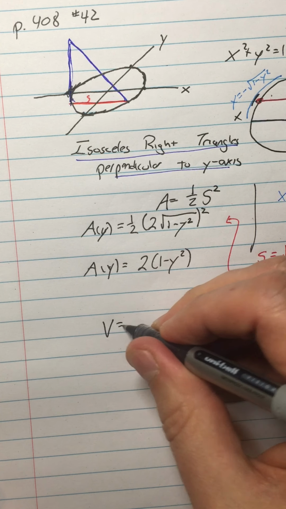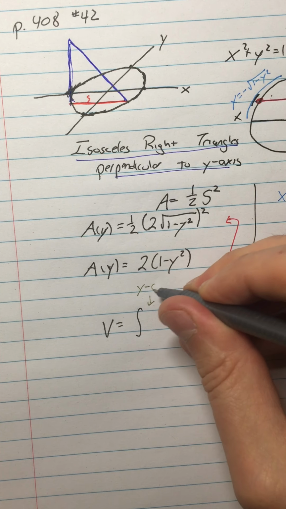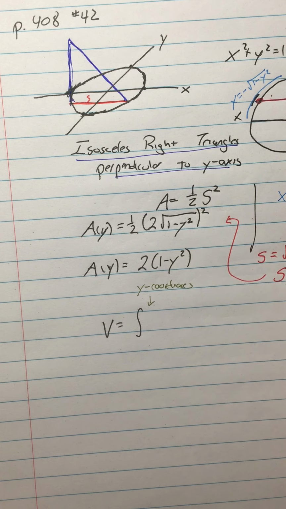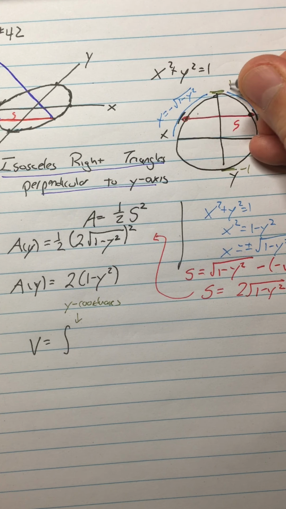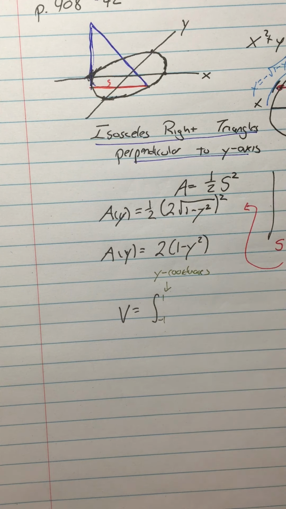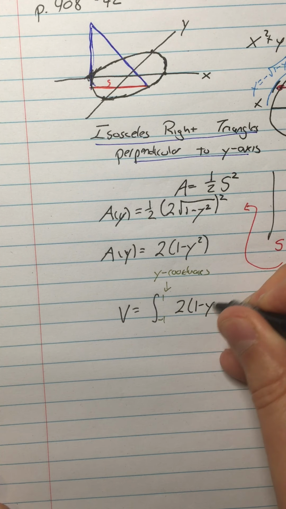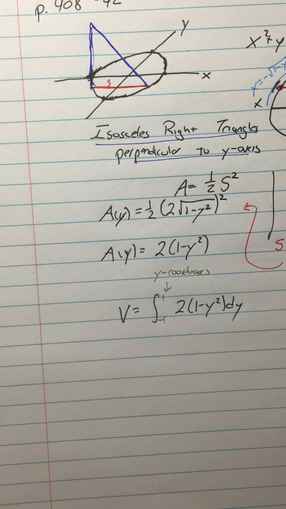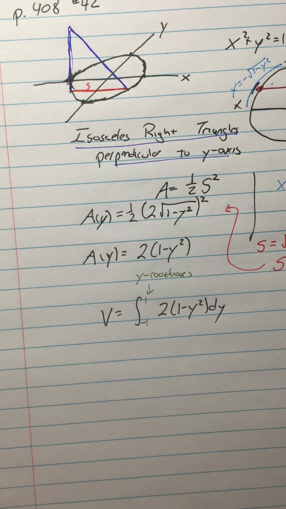Then the volume is equal to the integral from, now the limits of integration are going to be y coordinates. What are my maximum and minimum y coordinates on this figure? Well, it's a unit circle, so it goes from -1 to 1. Let's put y equals 1 and y equals -1. So the integral is from -1 to 1 of 2 times 1 minus y squared dy. You could probably use symmetry to simplify that, because the lower half is the same as the upper half, but it's not too hard to do.